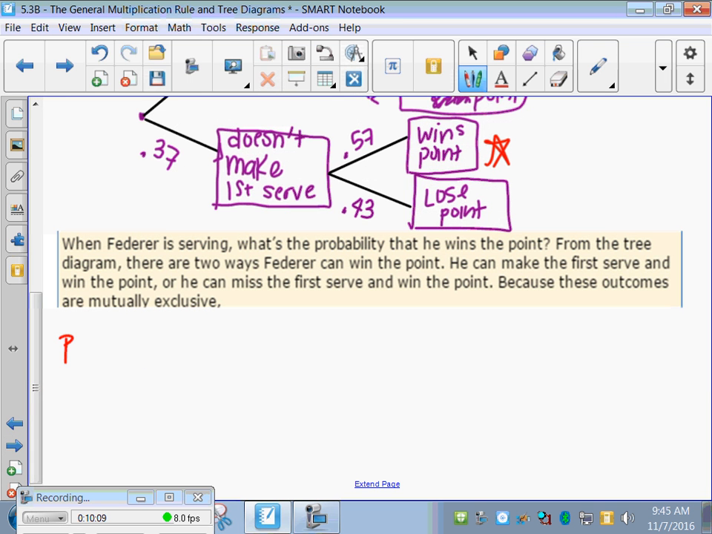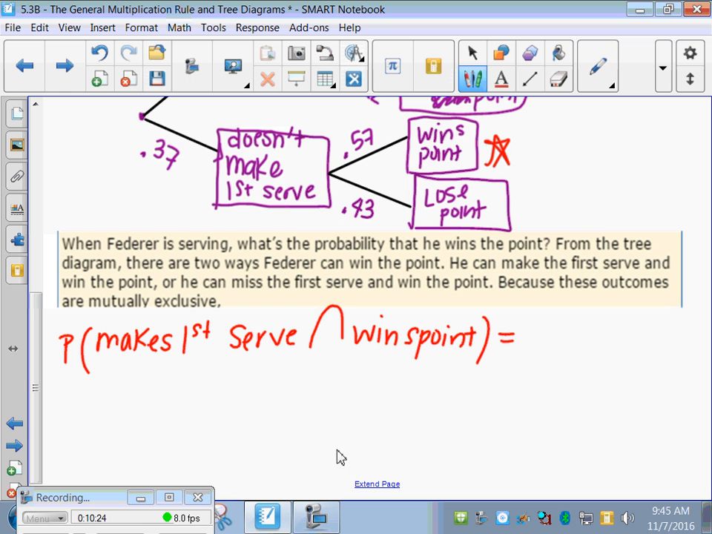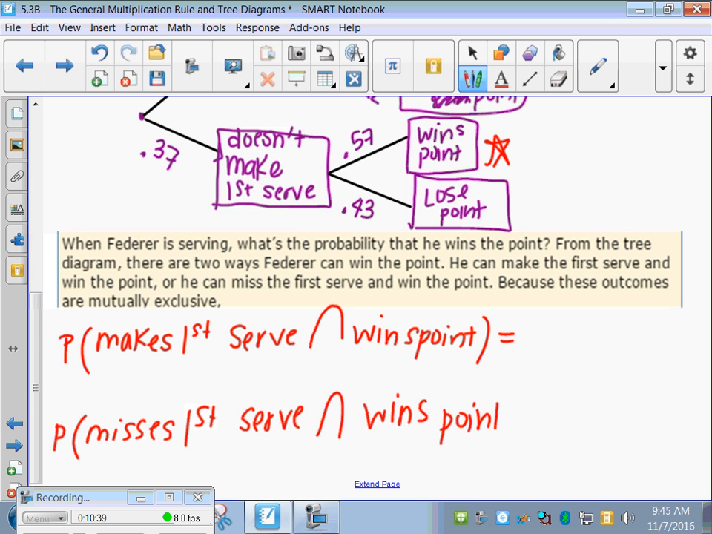So the first one, we want the probability that he makes the first serve and, so our symbol looks like this, wins the point. Okay? And there's a second way we can get the probability of winning, right? The probability that he misses the first serve and still wins the point. So those are our two probabilities. Again, we can multiply them together. So we multiply our probability of, I'll just put makes first serve, times the probability that he wins given he makes the first serve. Sorry, running out of room. So this is just that formula.